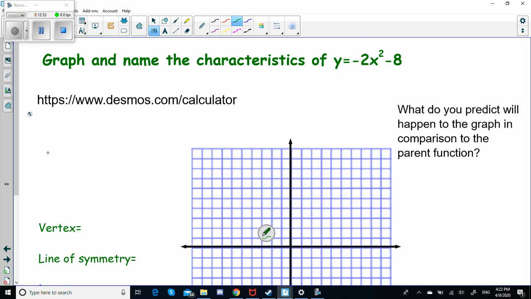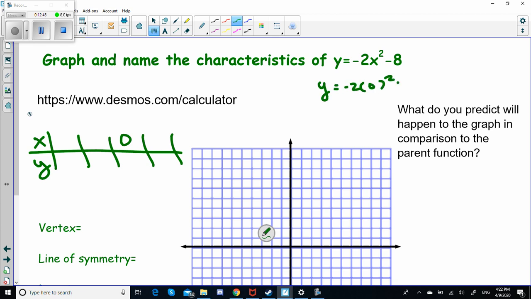All right, let's make our table. We'll start with 0. 0 is always the easiest place to start. So y equals negative 2 times 0 squared minus 8. That gives me negative 8. If I put 1 in there, 1 and negative 1 x's are going to match answers. I bet it's negative 7, but let's see. You never know. So y equals negative 2 times 1 squared minus 8. 1 squared is 1 times negative 2 is negative 2. Oh, no, it's negative 10.